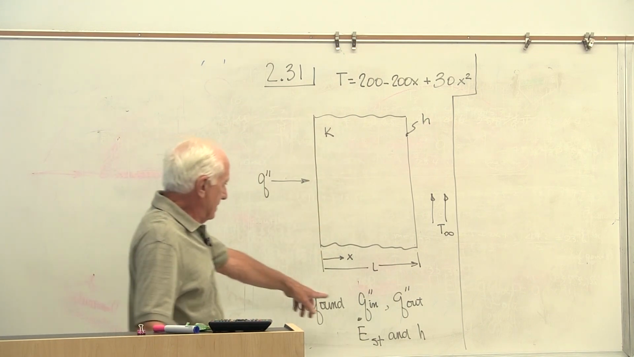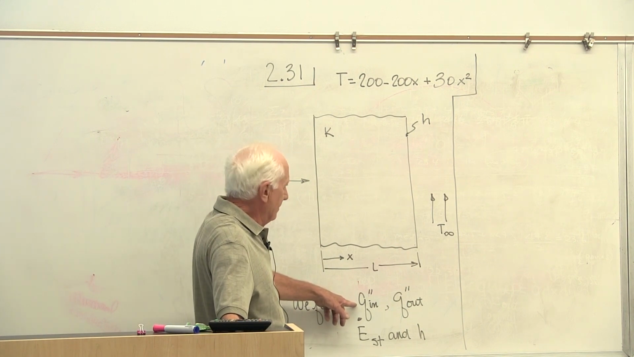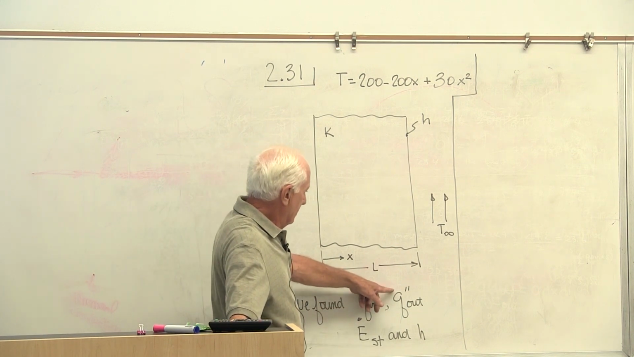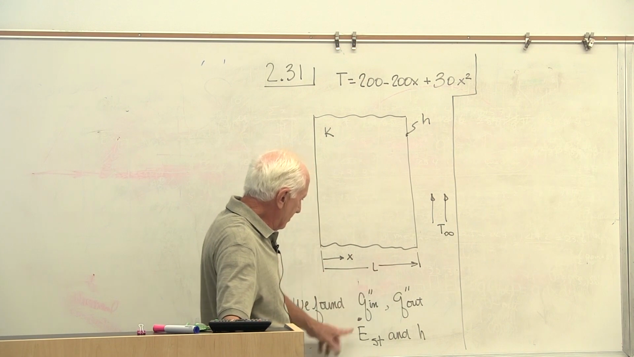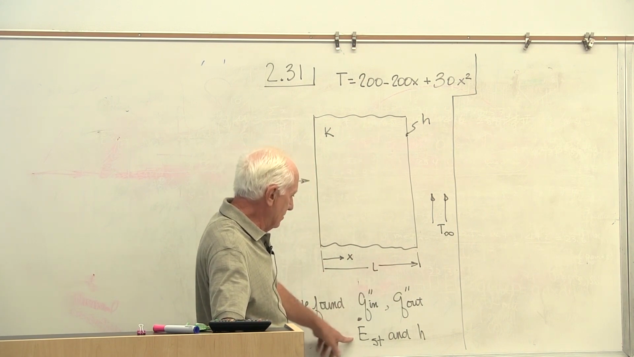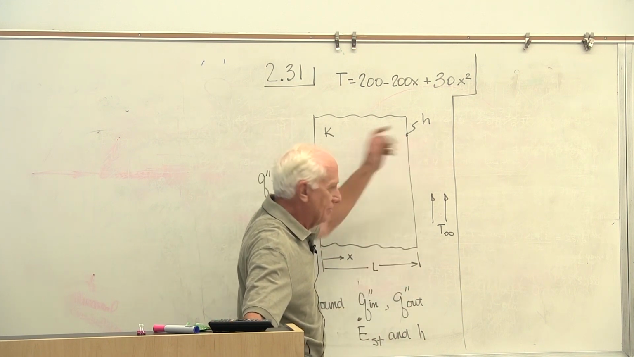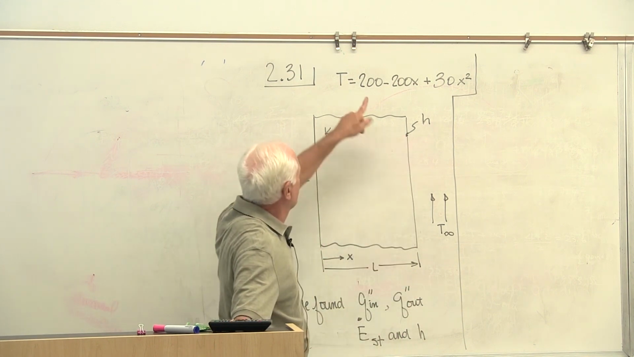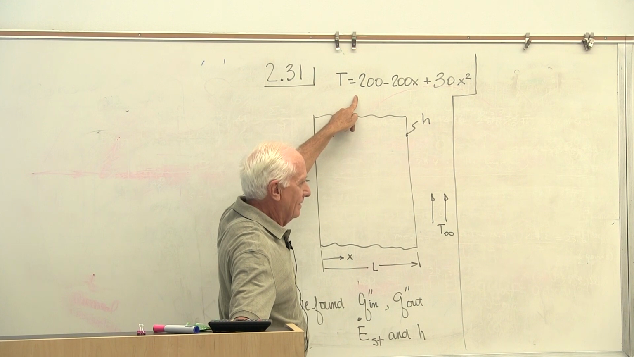And we were asked to find the conduction in at X equals 0, the conduction out at X equal L, the amount of the change of the energy stored in the wall, E dot storage, and the convection coefficient on the outside. Given, of course, that temperature distribution. We were given that temperature distribution.